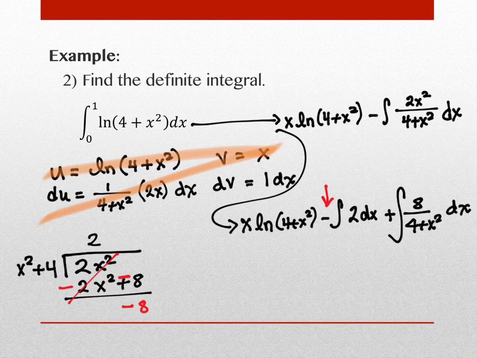Well, the antiderivative of 2, that's not a problem. What's the antiderivative of 2? 2x. Whoops, it's subtraction, 2x. What do I do for 8 over 4 plus x squared? Look back at this list of things that I gave you, you might want to consider these as things to do in 8.1.